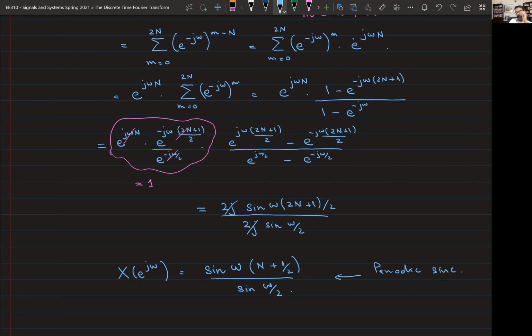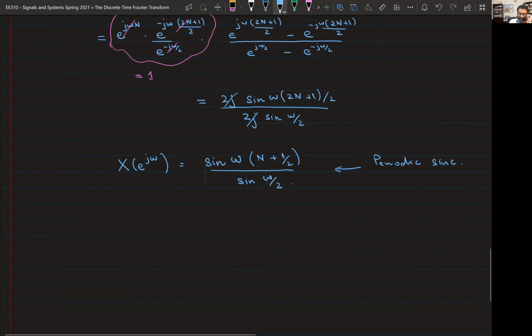And this is similar to a sinc pulse that we have. In continuous time, if we took a rectangular pulse, its Fourier transform was actually a sinc pulse, right? And over here something similar happens, except that this is a periodic sinc extension, right? Here in the denominator you have sine omega by 2. Over there you had an omega, right? So that's one of the differences.